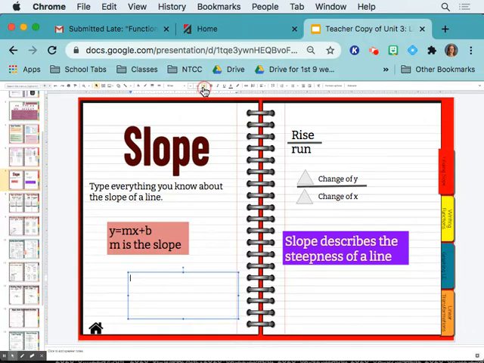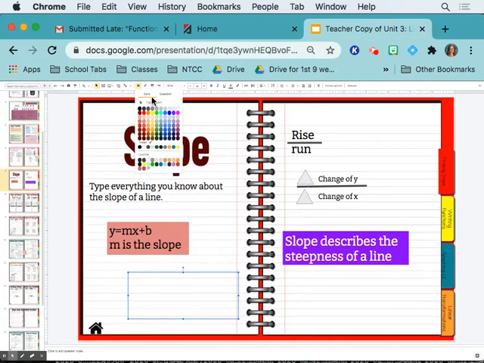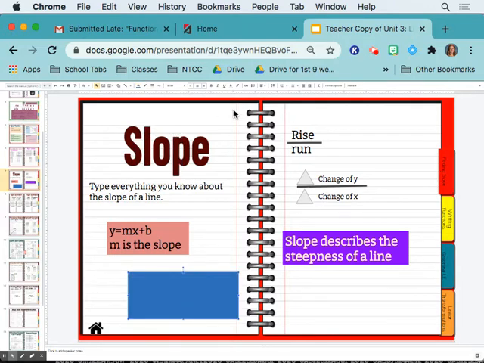Okay, I'm looking for one more thing about slope. What's another word for slope? Or a phrase, I guess. Yeah, rate of change. That's it. That's what I'm looking for.